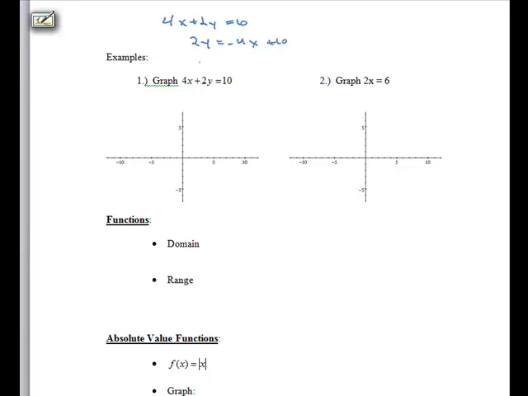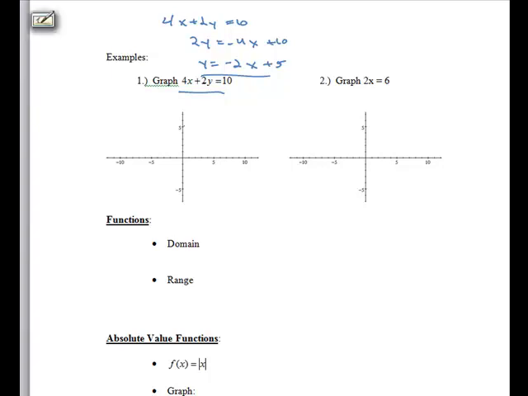And divide everything by 2, so y is equal to negative 2x plus 5. Now we did not change the value of this equation. These two equations are the exact same. They just look different in different forms. So now that it's in slope-intercept form, we know a lot more about that line.